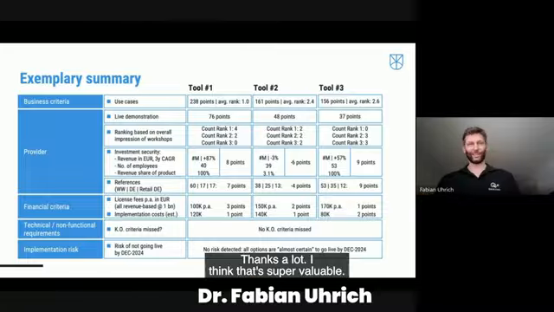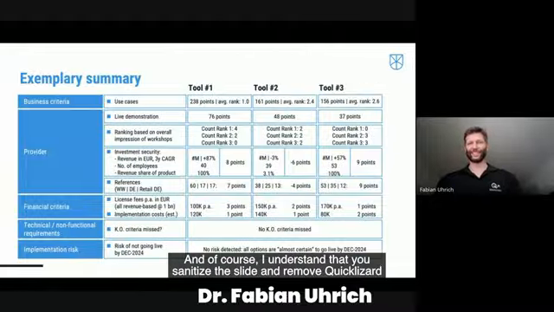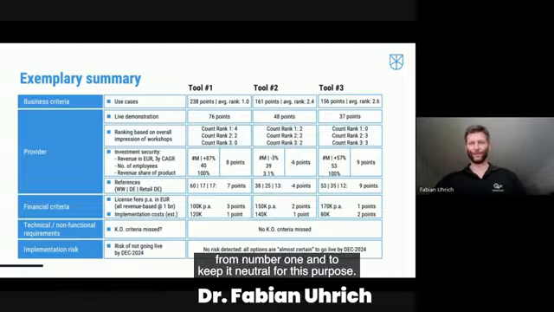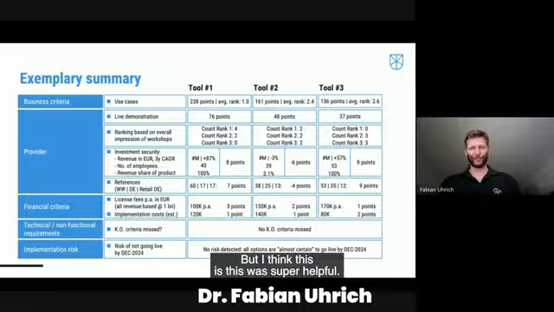Thanks a lot. I think that's super valuable, especially this comprehensive overview. And of course, I understand that you sanitized the slide and removed Quicklizard from number 1 to keep it neutral for this purpose. No, but I think this was super helpful.